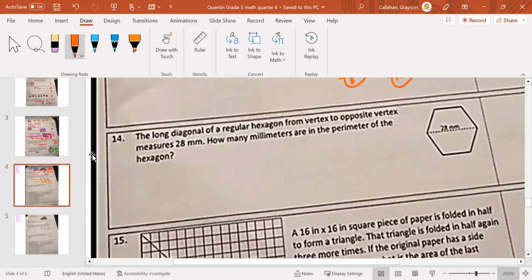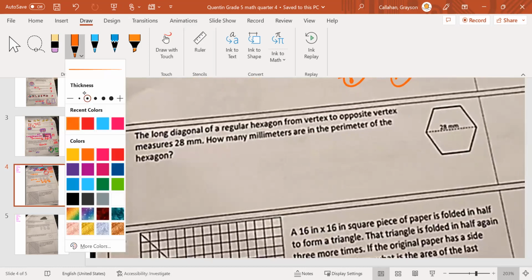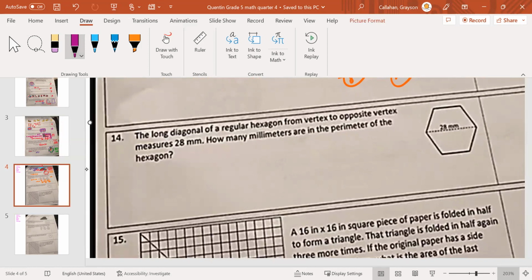Number 14, go ahead. A long diagonal of a regular hexagon from vertex to opposite vertex measures 28 millimeters. How many millimeters are in the perimeter of the hexagon? So perimeter is this part right here. Right here, like that, right? Mhm. You know that this part right here is 28.